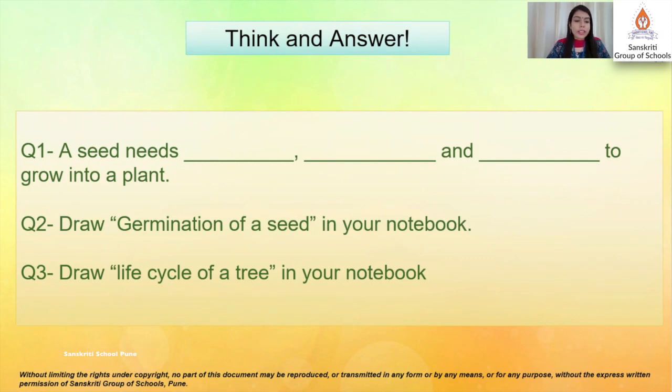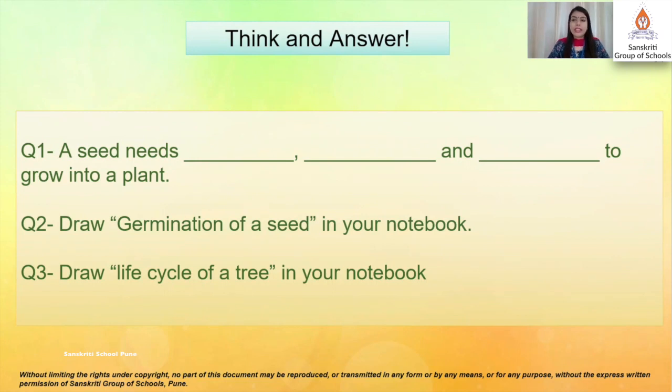The second one is you have to draw germination of a seed in your notebook. You can see the video from the starting if you face difficulty in drawing that. And the third one again is drawing. You have to draw a life cycle of a tree. Again, you can see from the video and draw it in your notebook. So enjoy doing your activity.